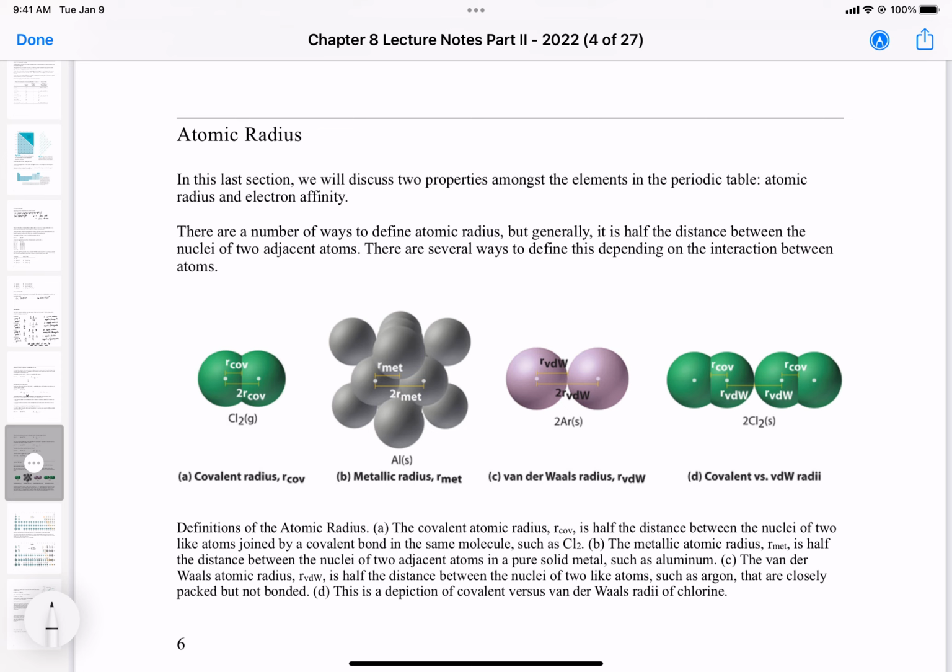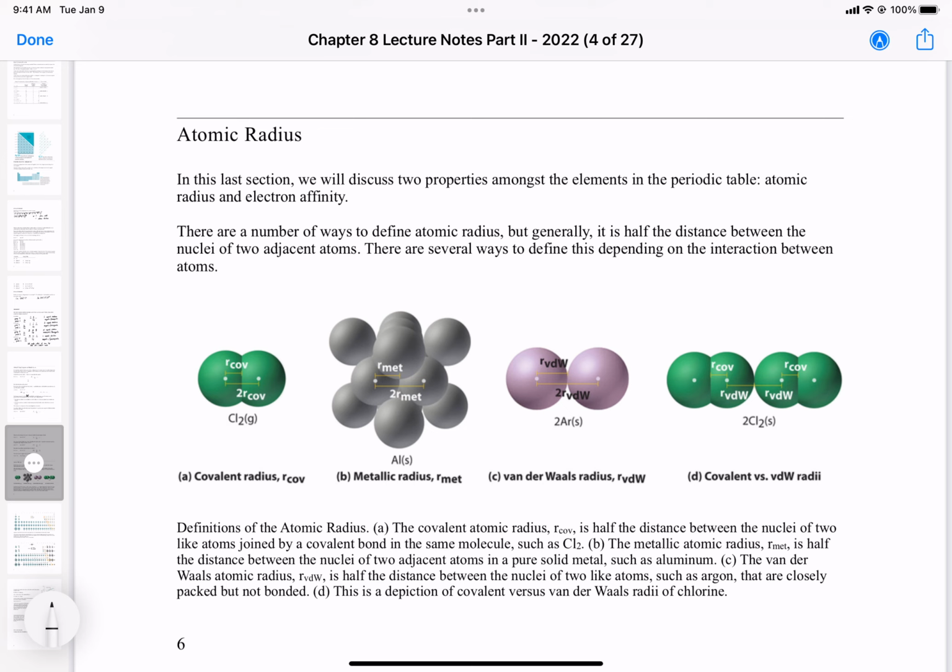They're packed, but they're not bonded. Argon doesn't form a bond, but the atoms are packed together in a solid state. So that's the van der Waals radius, where they're attracted to each other because of something called the van der Waals force. But we won't talk about that until chapter 11, which is probably the last chapter we'll cover in this class.